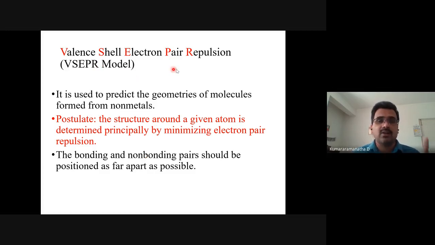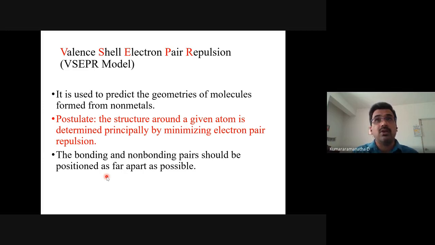Valence shell electron pair repulsion theory is used to figure out the geometries of molecules, especially non-metallic ones. The main postulate is that the structure around a given atom is understood by minimizing electron pair repulsion. That is VSEPR theory. You have minimum electron repulsion, and that is the reason you can form a bond, again at an optimal bond length. Again, for hydrogen only we are seeing this case.